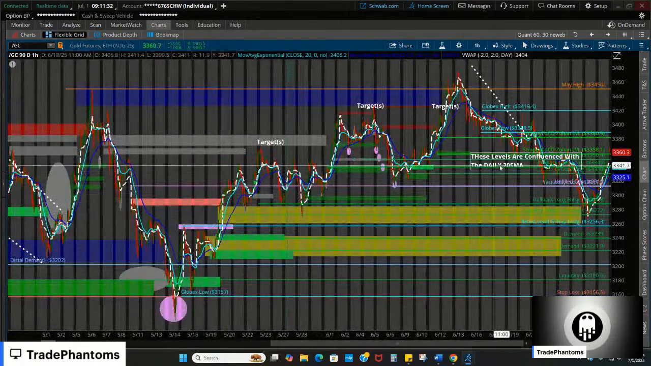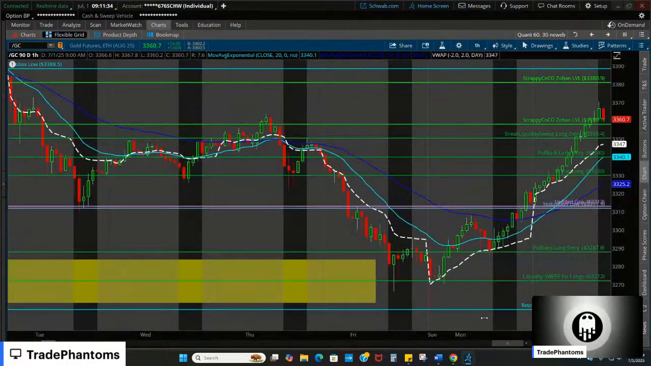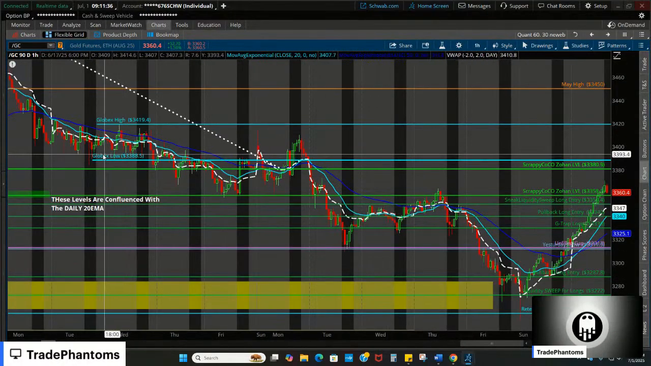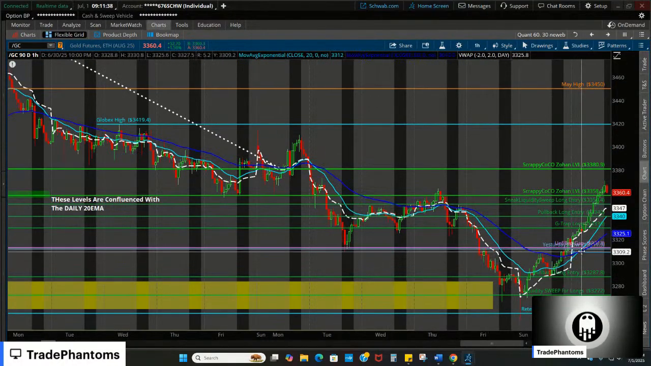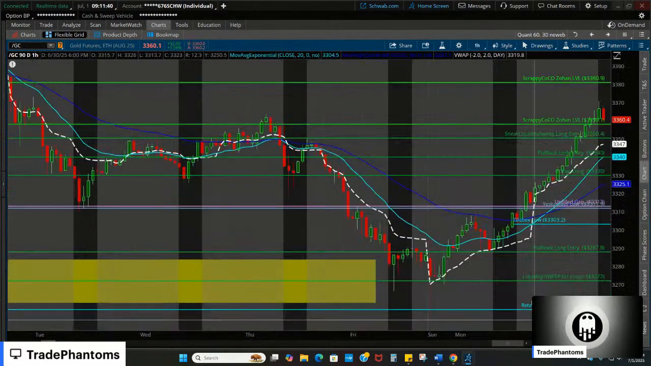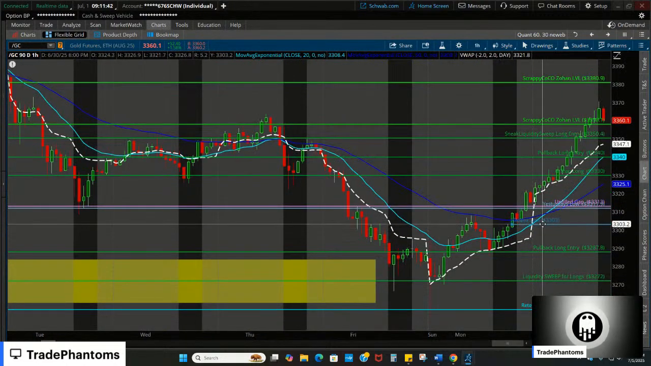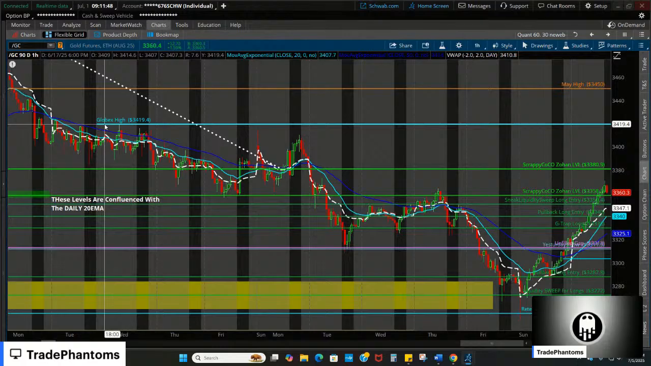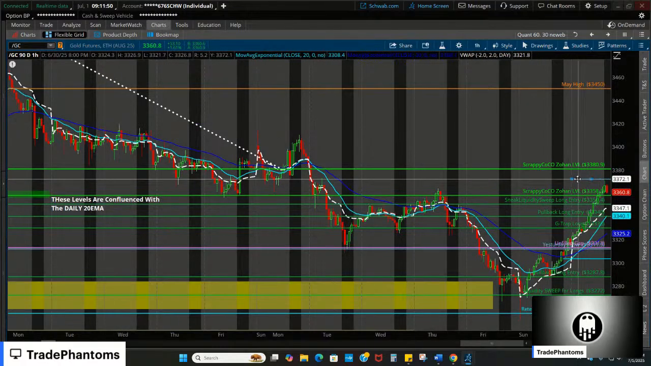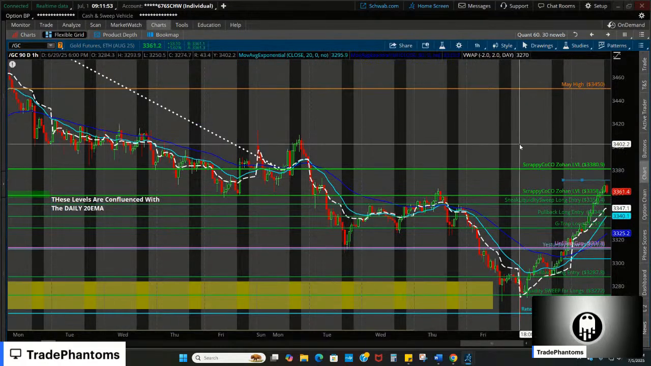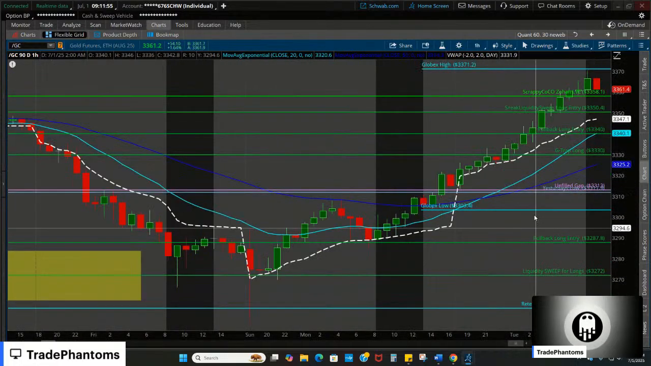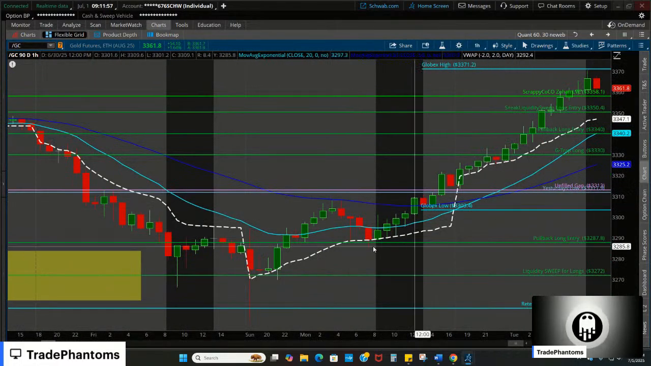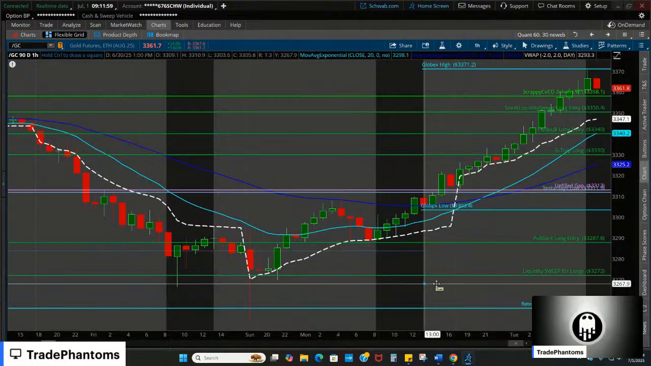I gotta clean this chart up here. But if I were to just map out the Globex high, Globex low, just really briefly here, here's the Globex low. We're gonna do the same thing that we do in the Nasdaq and the S&Ps. You can do that for gold futures as well. Here happens to be the Globex low right here. Here's the Globex high.